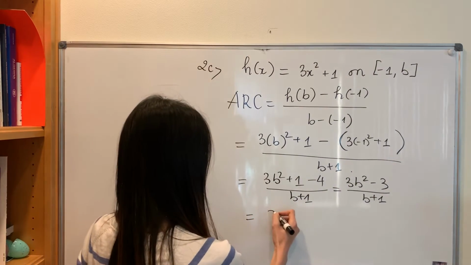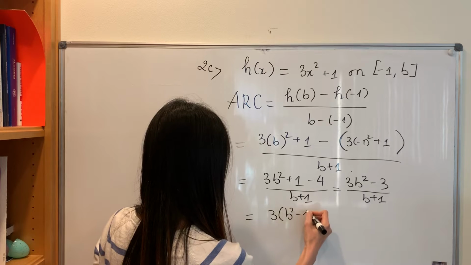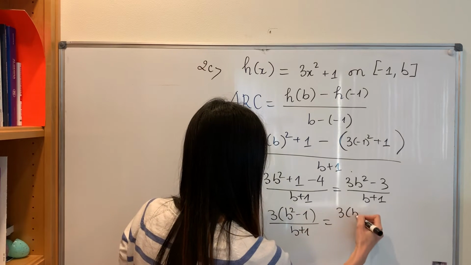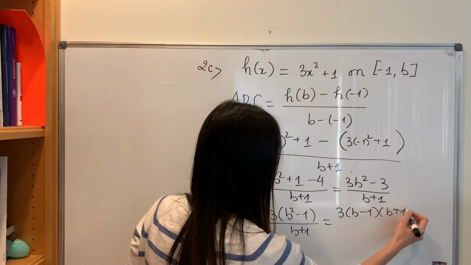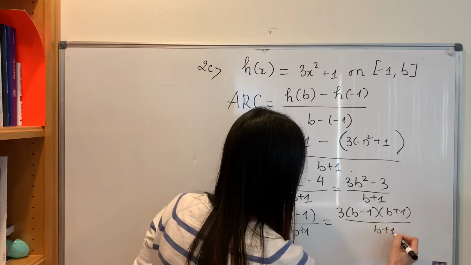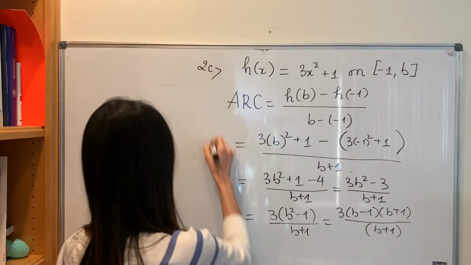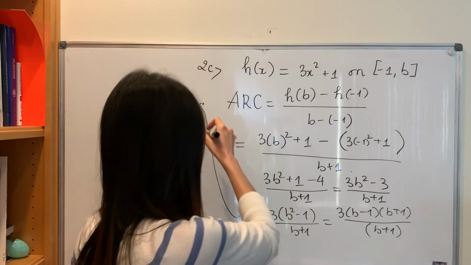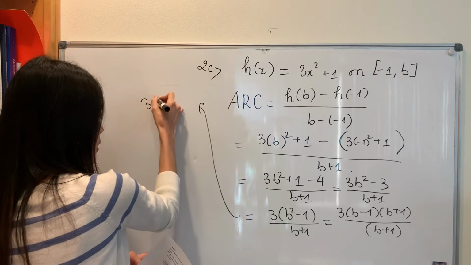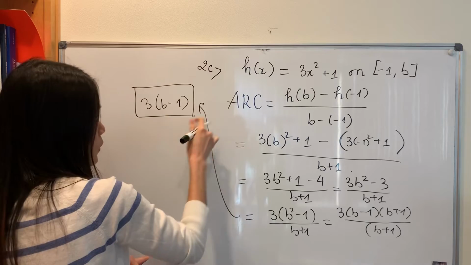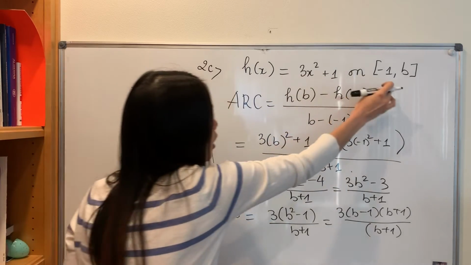So I have 3 out first. This is b squared minus 1 over b plus 1. Then I have 3 times b minus 1 times b plus 1 over b plus 1. Hey, I see some common factor. I simplify that. So this average rate of change will be equal to 3b minus 1. And this is the average rate of change of this function on this interval.